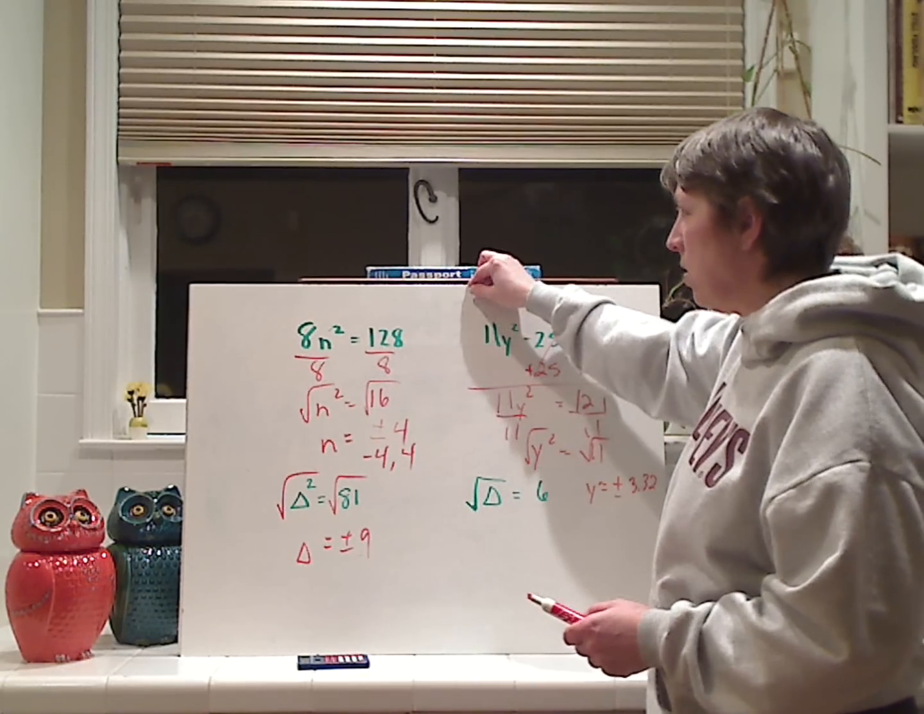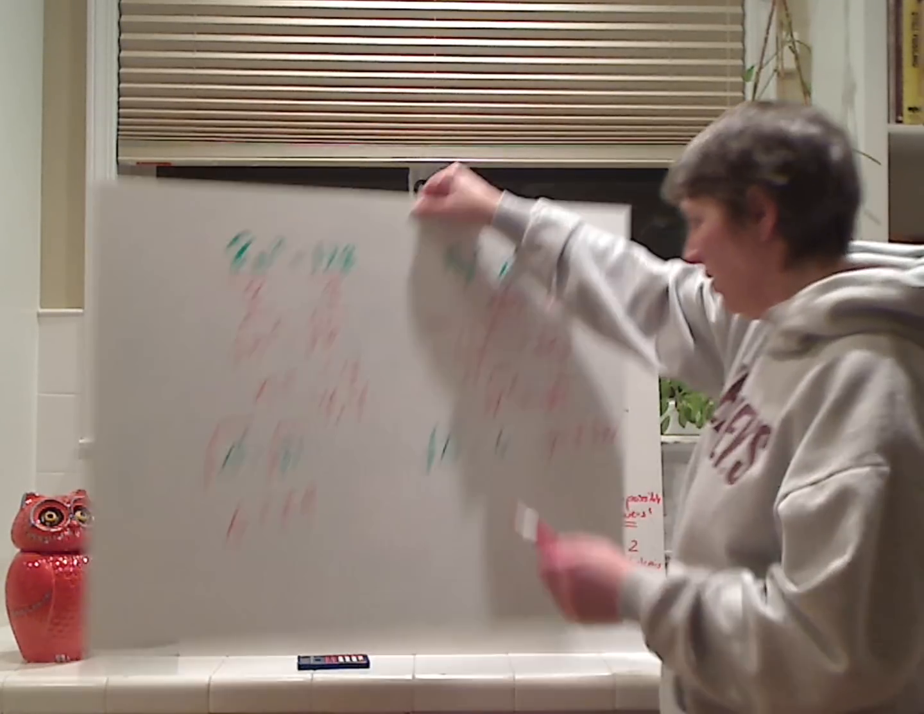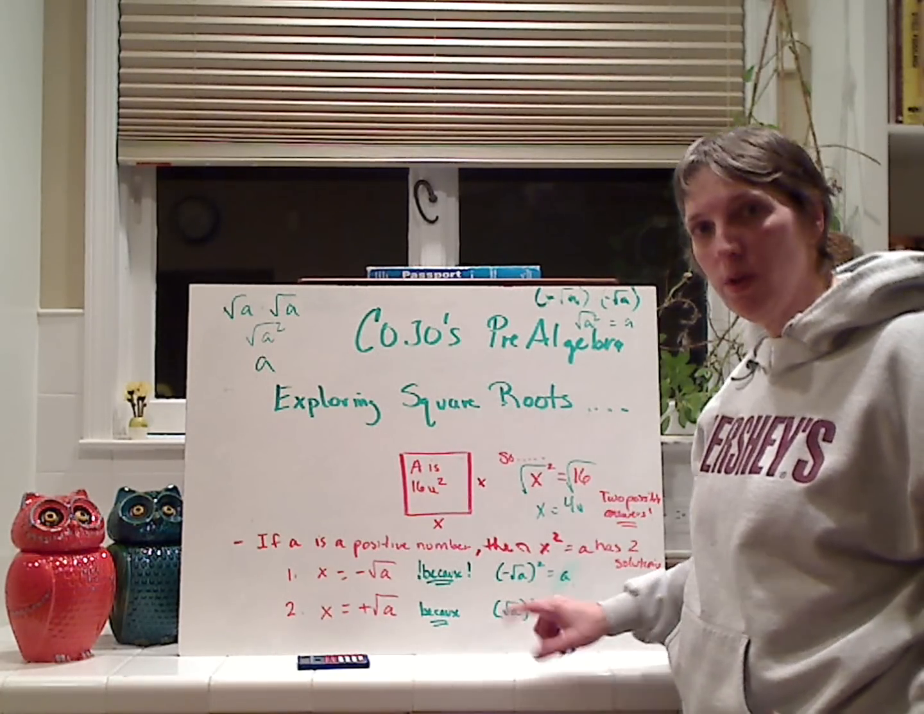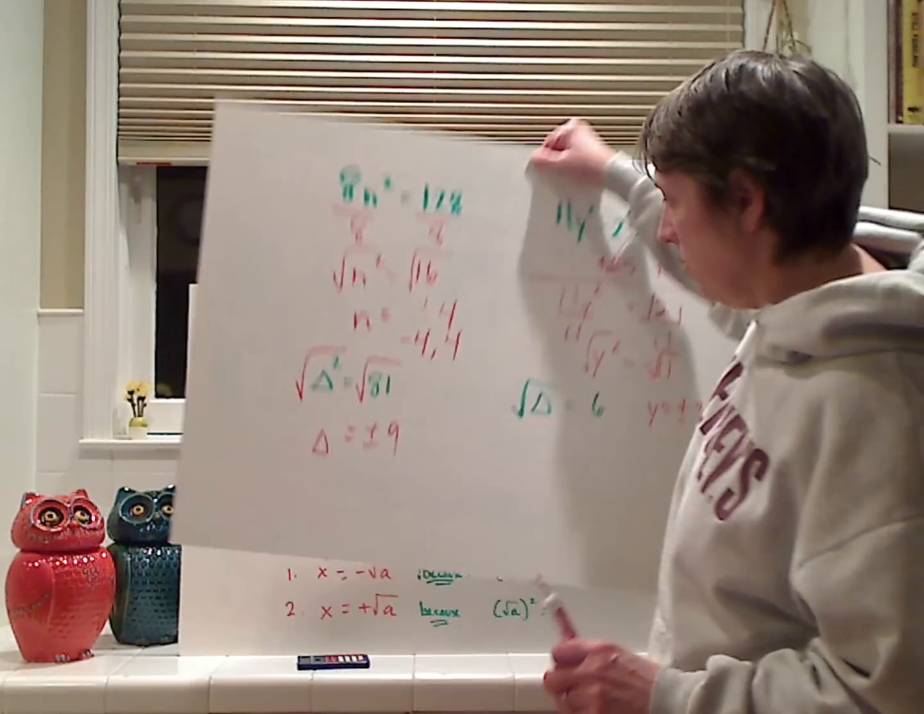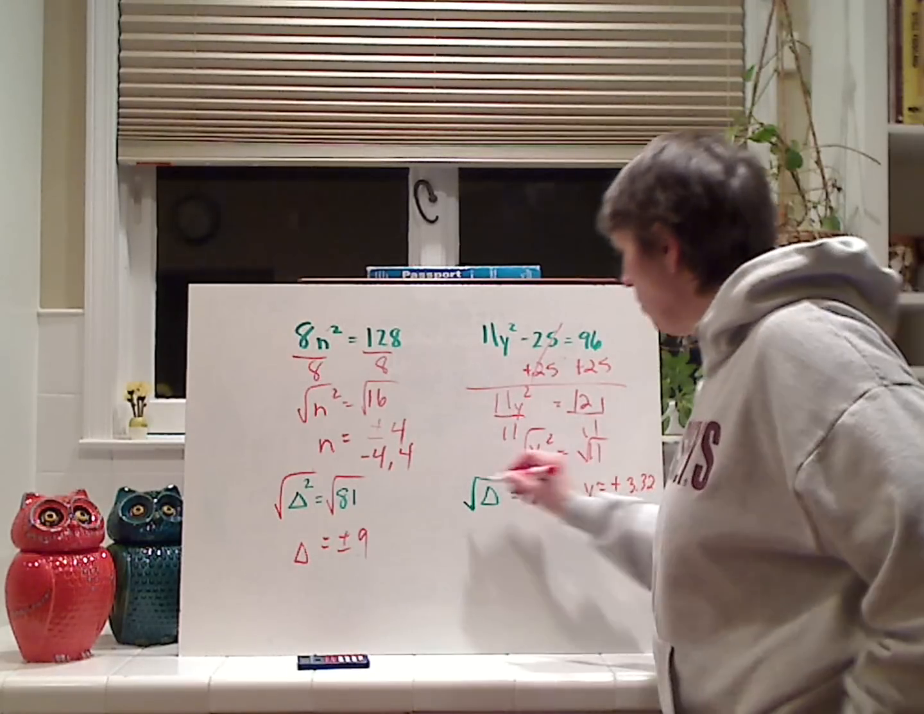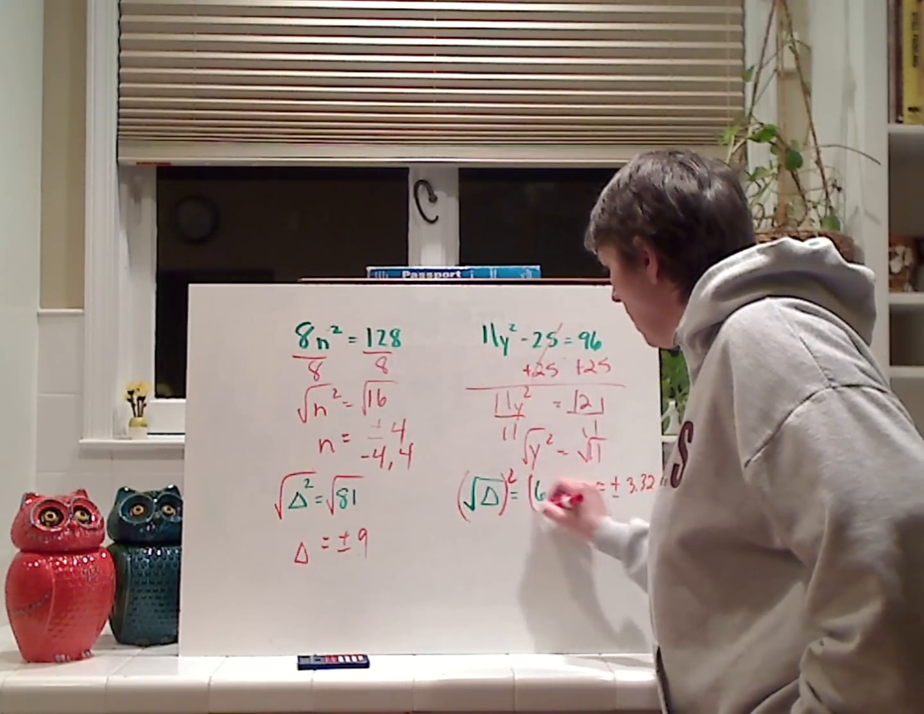Remember, that's this one. Let's see if I can show you. That's this little deal right here. Remember this rule? That's what we're doing. We're taking the square root of both sides. That's why that rule is so important. So we're going to square both sides.